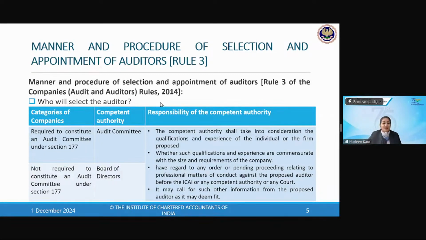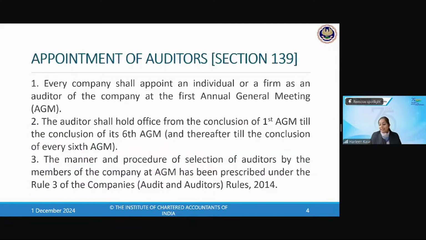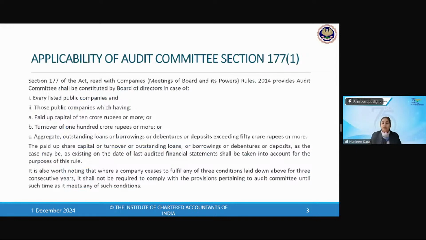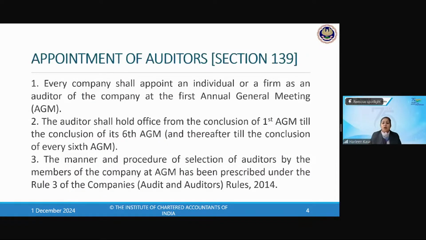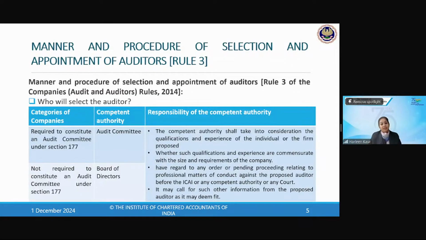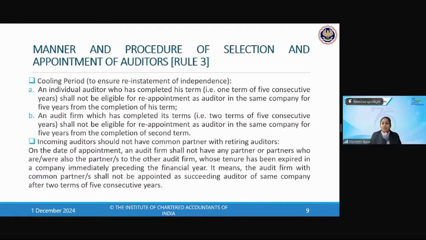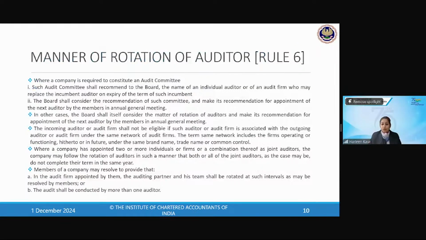So I hope you have revised whatever we have discussed in the previous class, and now we're going to proceed further. So students, section 139 was completely discussed in the previous class, how the auditor is appointed, how the first auditor appointments take place, 120 days in case of normal companies, and 150 days were given to the government company for the appointment of the auditor. We have discussed the removal and resignation of the auditor.